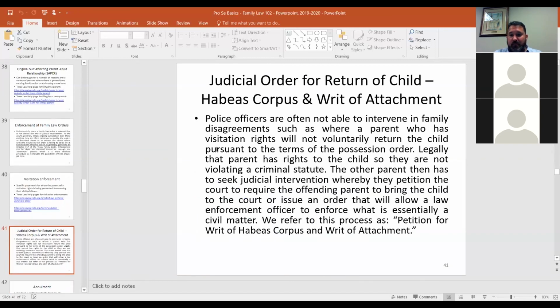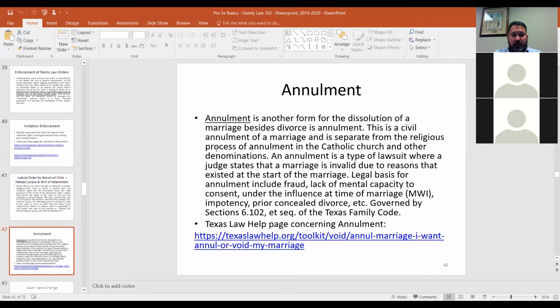Sometimes, say the parent who has visitation has the kids, Sunday night comes around, they don't return the kid to the parent that the child normally lives with, and they won't return them. They haven't kidnapped the kid, but they're keeping them improperly. The police generally are not going to get involved unless they have what's called a writ of attachment. So you can seek to have the court order the return of the child. It's obviously a fairly serious issue, but we have the paperwork and information for that.